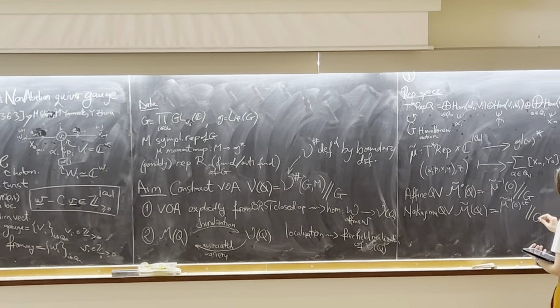So now for part 3, systematic analysis. There are two parts to this. One is localization. And the second part is the quiver reduction.